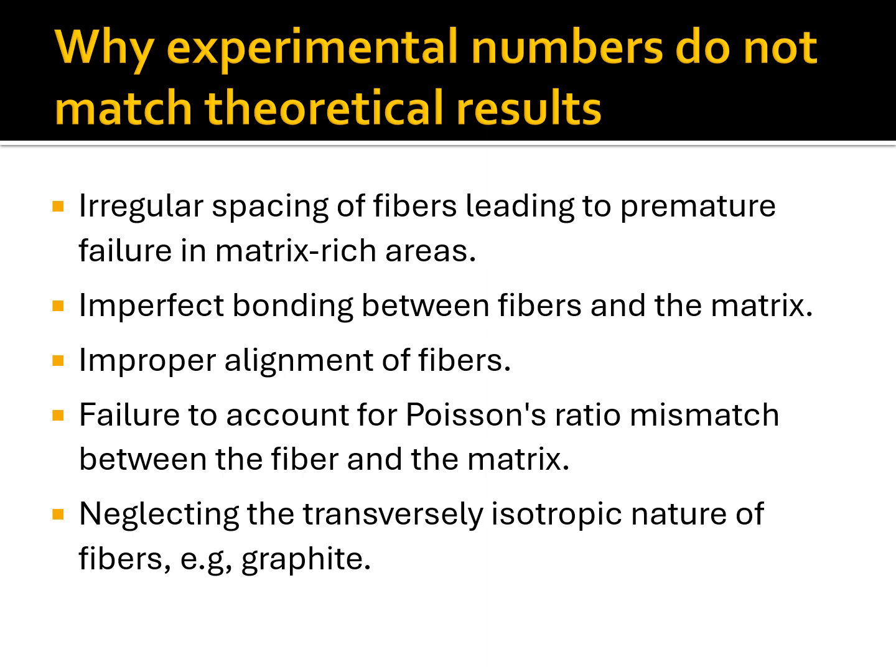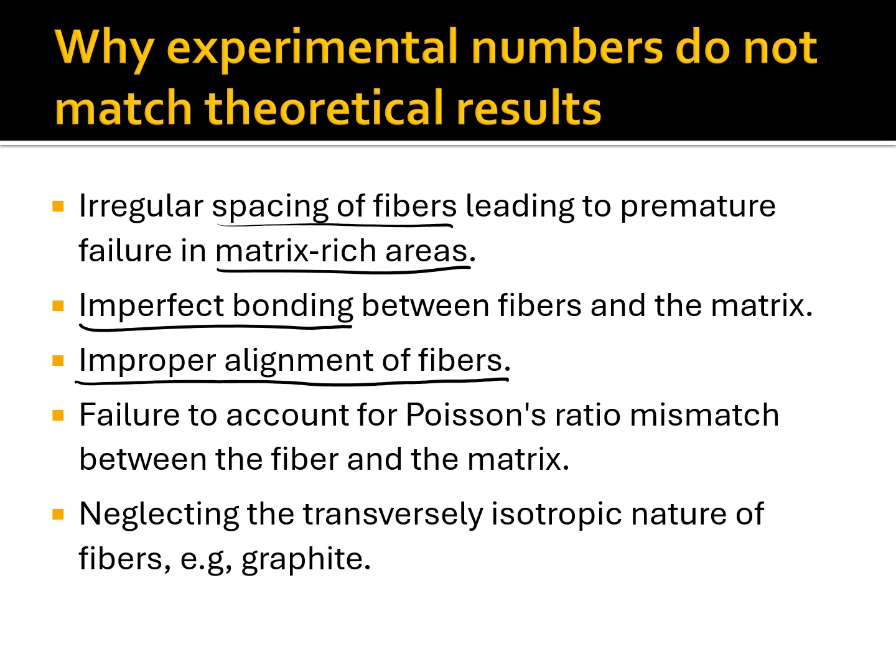It could be that there is irregular spacing of the fibers. As much as we like to think that the fibers are placed ideally, that's not the case. So if your spacing is high in certain areas, you get matrix-rich areas, so you won't have premature failure in there. You may have imperfect bonding between the fibers and the matrix. You may have improper alignment of the fibers. Although you think that they are 0 degree plies, they're not perfectly 0. Also, there'll be a Poisson's ratio mismatch between the fiber and the matrix. So have we accounted for that in our theoretical models?